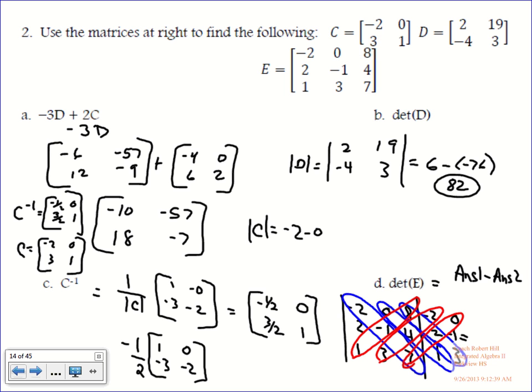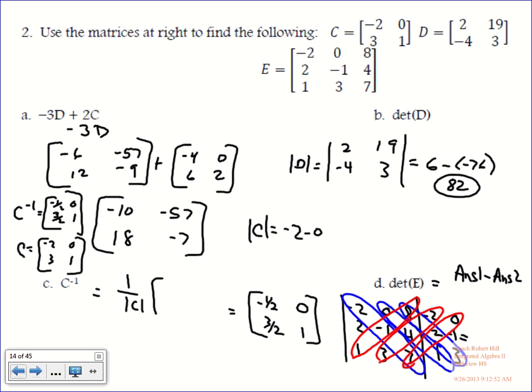Where'd I get this? So 1, negative 2. Take these two guys and switch them. Take this guy and take the opposite of it. Leave it where it's at.